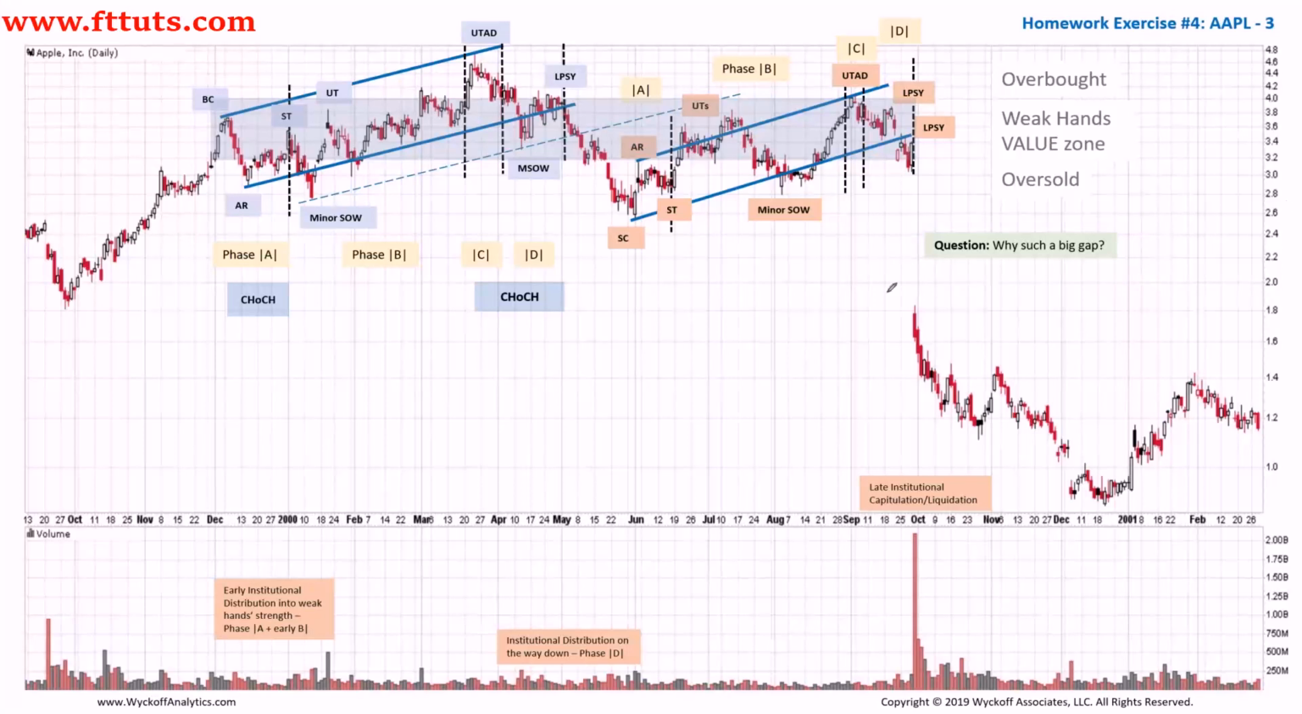The question of why such a big gap? So let's think about what is happening here. I know that a lot of you are going to say, yes, it's institutional capitulation and liquidation of their position. But the question is not about why institutions are capitulating or why the gap has happened. The question is more of why a big gap. So I wonder what you think about this.